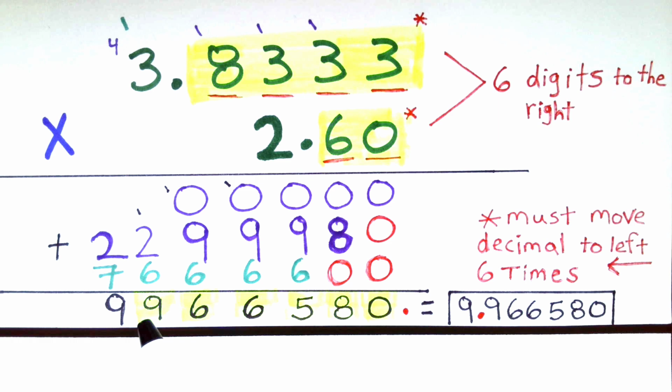My final answer is going to be 9.966580. Again, the 0 is just a placeholder. You don't have to have it there, but you can also include it. It's A-OK. So here you can see your final answer, 9.966580, when we are multiplying fractions as decimals. Remember, math is easy. Take it step by step.